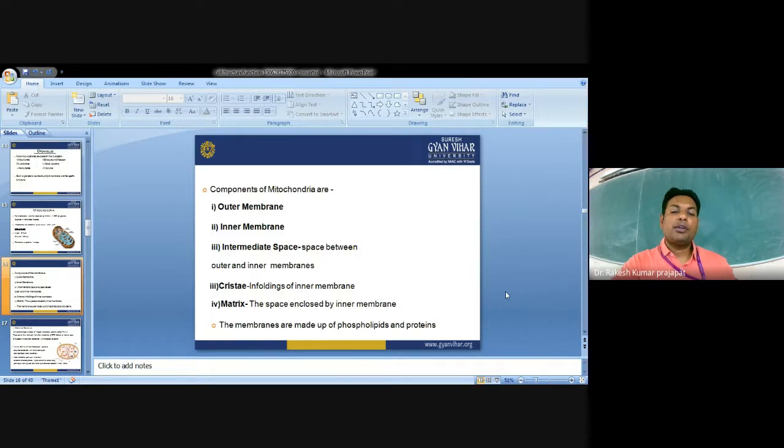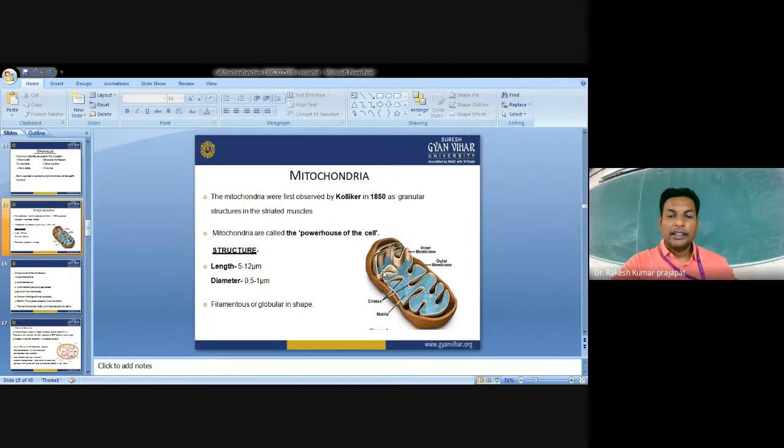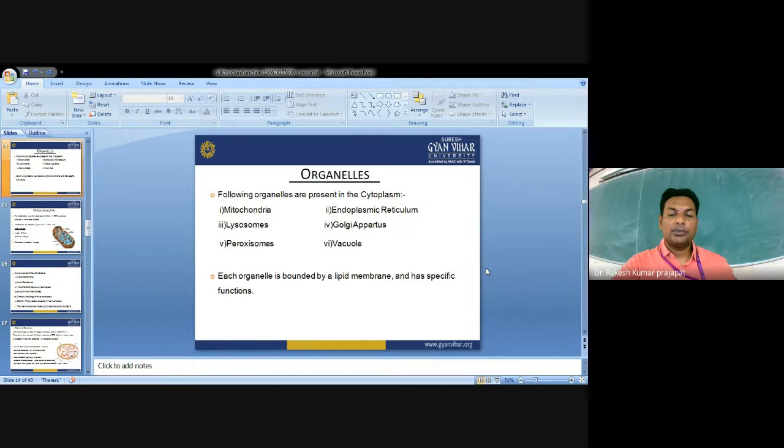Cristae are the enfoldings of the inner membrane. So you can see invaginations or enfoldings. These are known as cristae, which help in increasing the surface area.